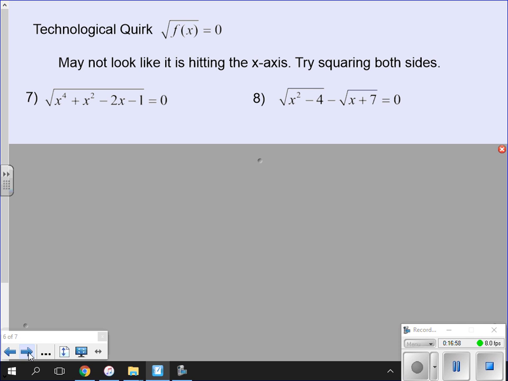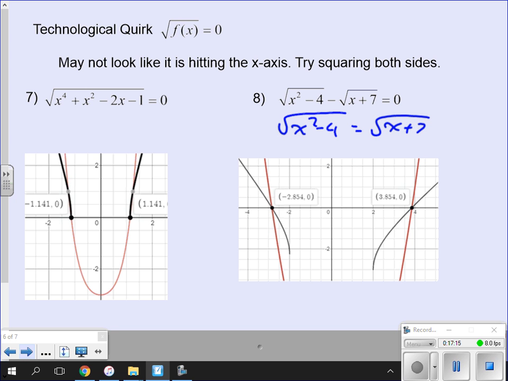So in this one here, the first thing you want to do is actually make it x squared minus 4 equals x plus 7. Square that, and then set it equal to 0. And what I have here is I have both of them. The one in black is the original problem. The one in red is what I get after I square it. Same thing on this one. The one in black is the original problem. The one in red is what I got when I took this and squared it and set it equal to 0. Notice it crosses at the exact same places.